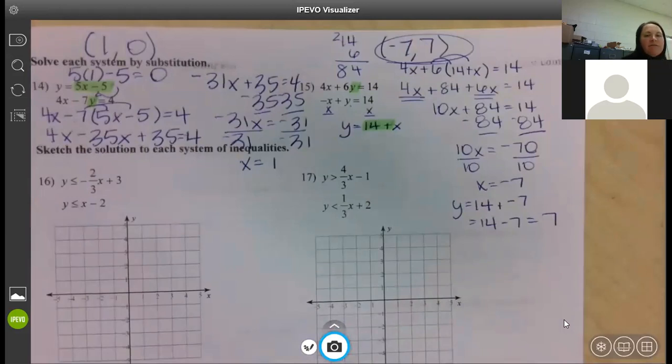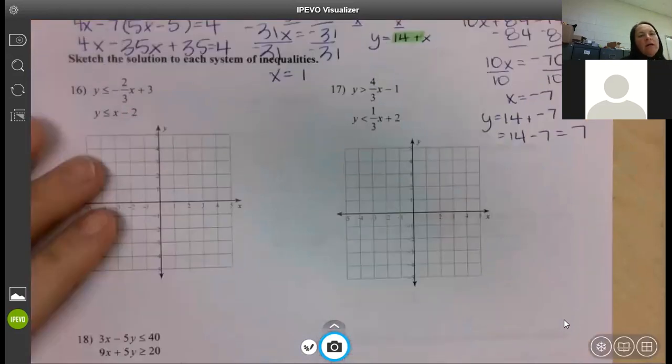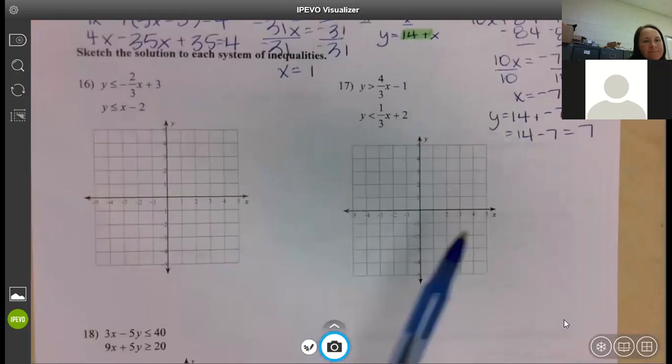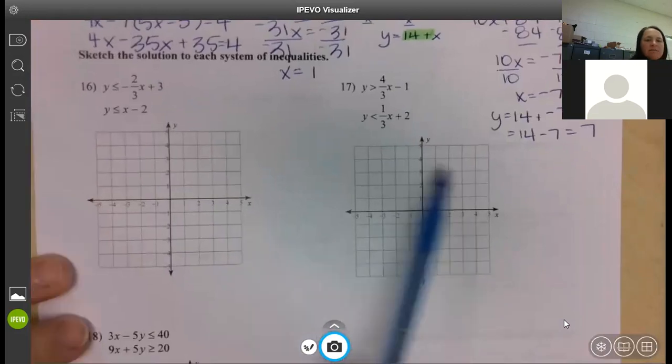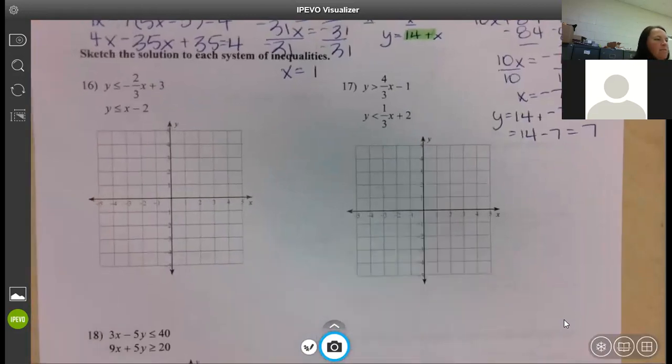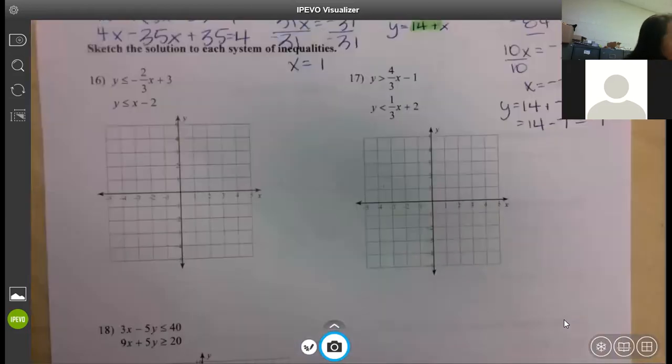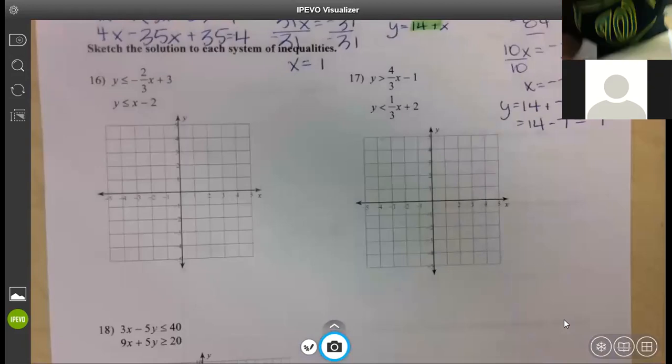All right, just a few more, guys. These are those inequalities again, but they're systems this time, so you're going to have double shading. So I'm going to do one in blue and I'm going to do one in black. Hopefully you can see the difference in those two markers. I don't think I have any other colors sitting here right at the moment.